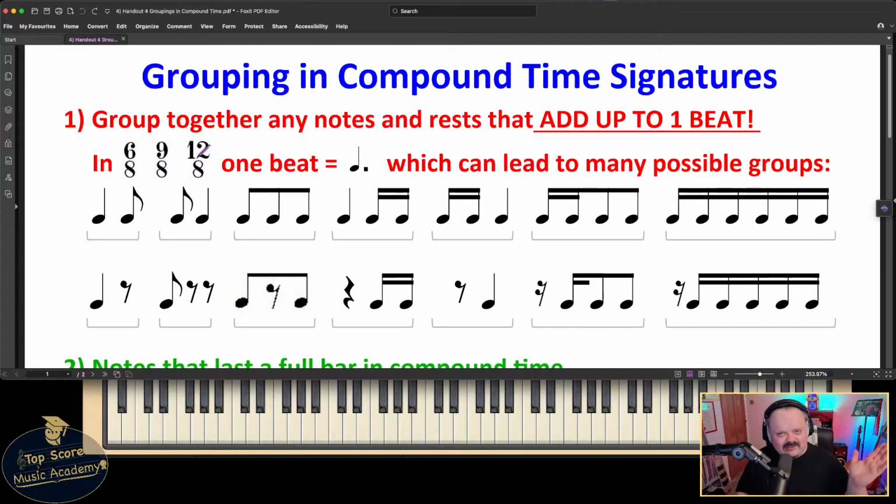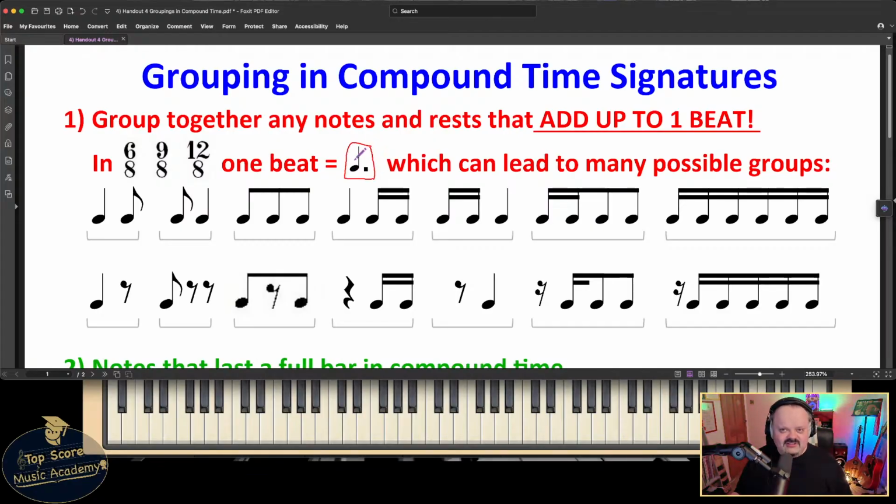But the golden rule applies throughout all of them. If it can be added up to one beat, like all your combinations of semiquavers and demi-semiquavers and quavers, as long as it adds up to one full beat, whatever that beat is, then you can beam it together.